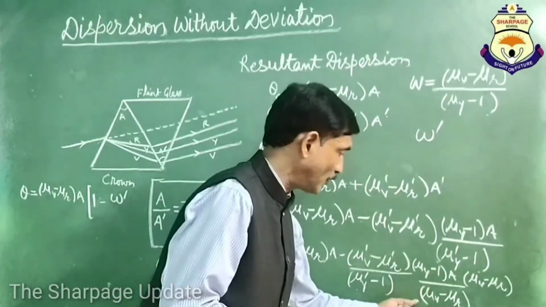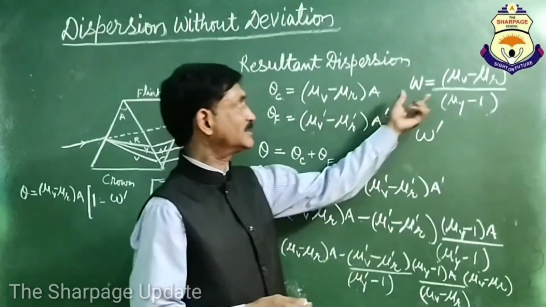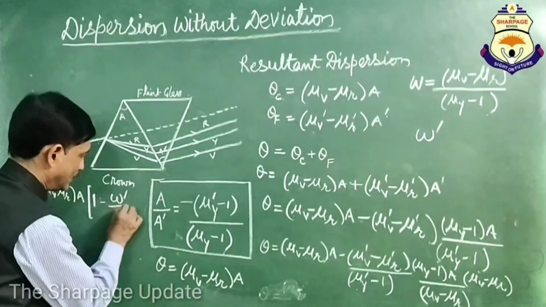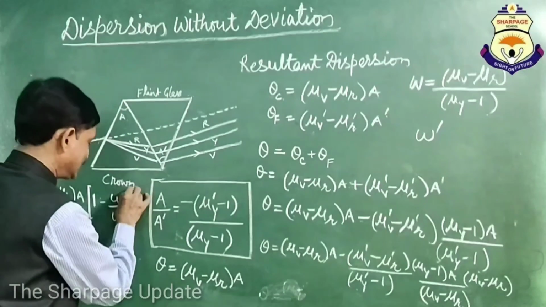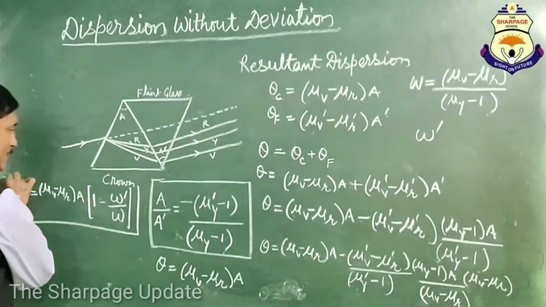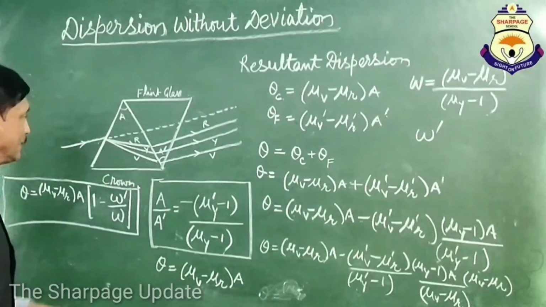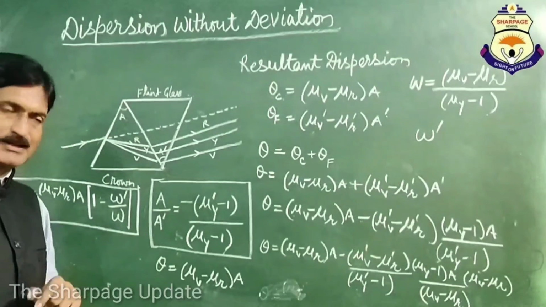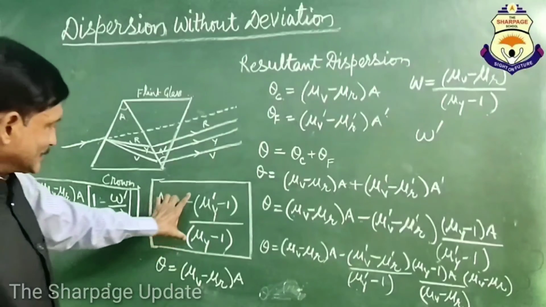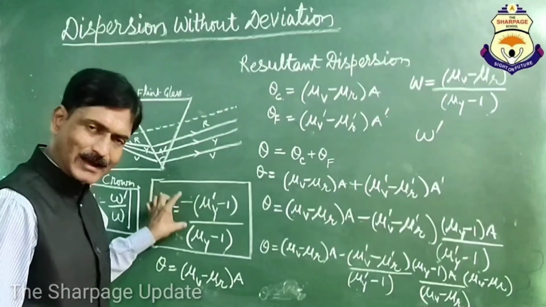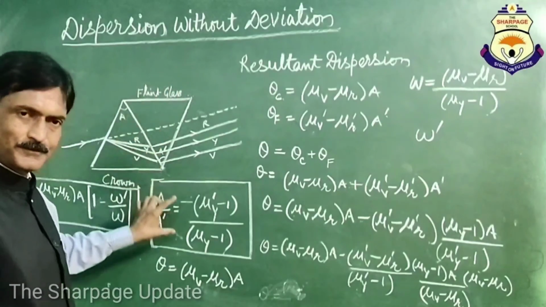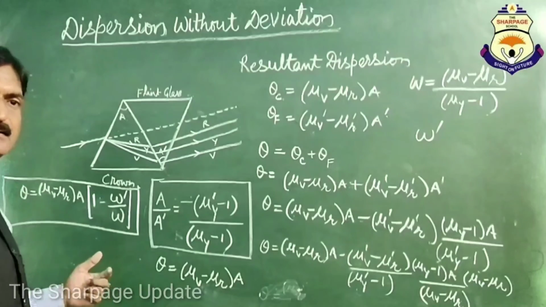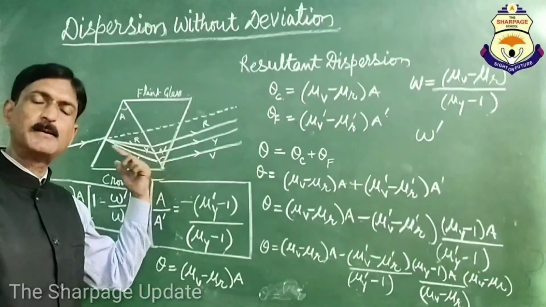Mu y minus 1 upon mu V minus mu R is the reciprocal of the dispersive power of the crown glass prism. So we can write here omega, and this is the final dispersion by the combination of the crown glass and flint glass prism. Now you can see here, this is the ratio of the angle of prism for dispersion without deviation. This is the total dispersion, means resultant dispersion by the combination of these two prisms.